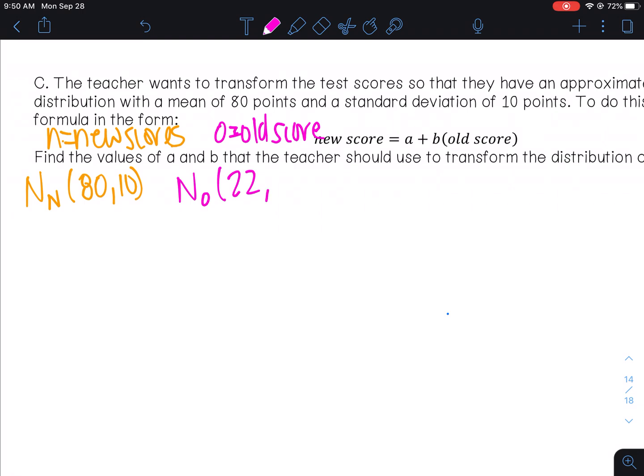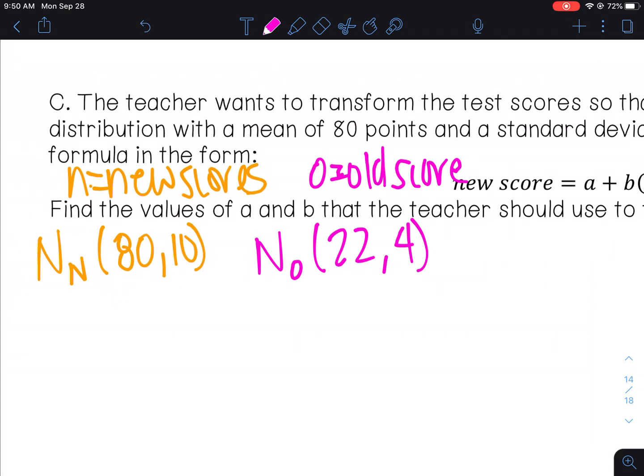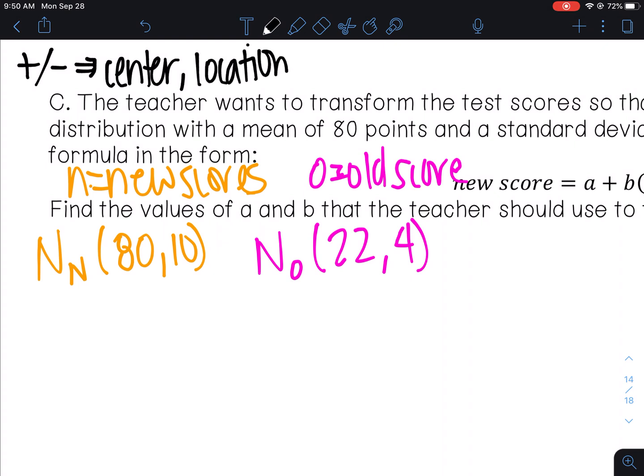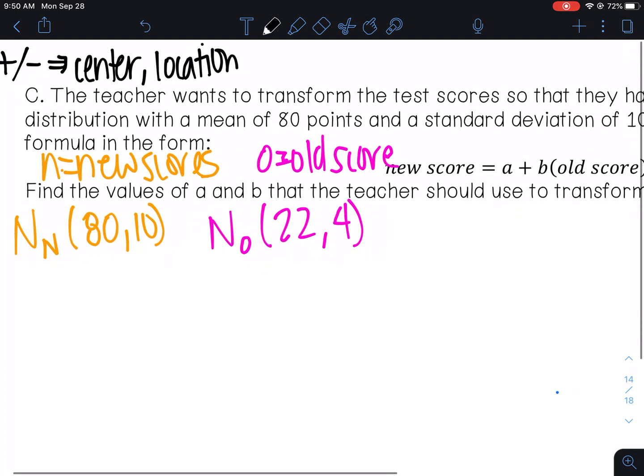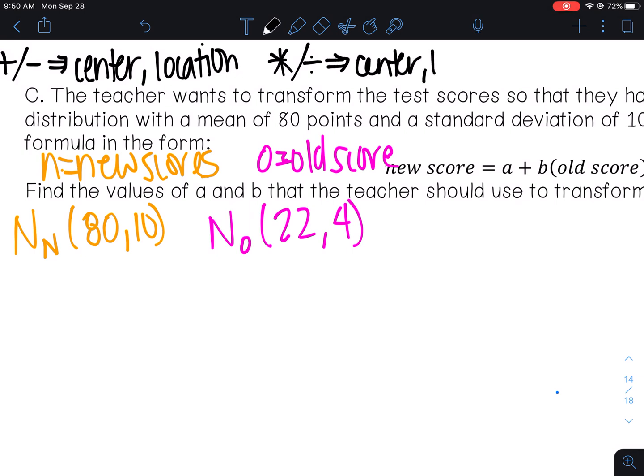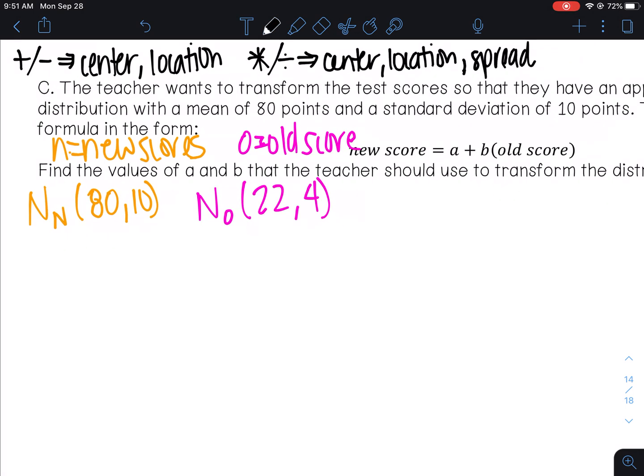That was N(22, 4). Now we need to recall, because this didn't go away, what is affected by adding and subtracting and multiplication and division. Adding and subtracting affects center and location, so percentiles and exact values. It does not affect spread or shape. Multiplication and division affects center, location, and spread, but shape is never affected. That's why if we went from a normal distribution, we can go to a new normal distribution: because the original was normal, the new transformed distribution will also be normal.